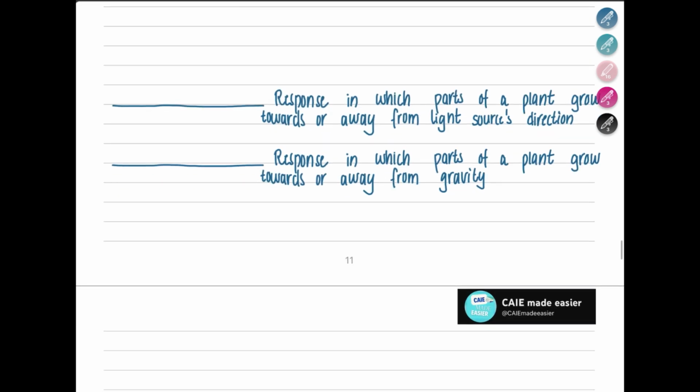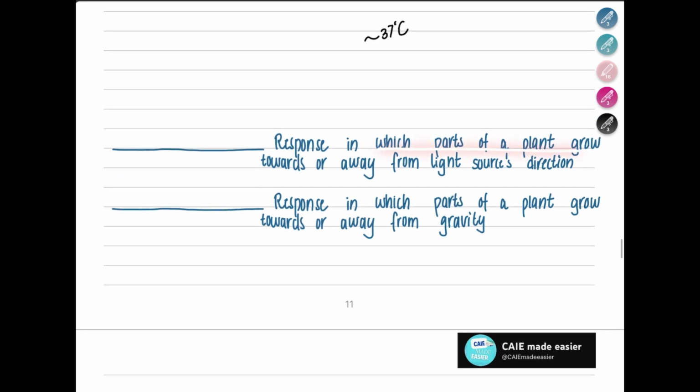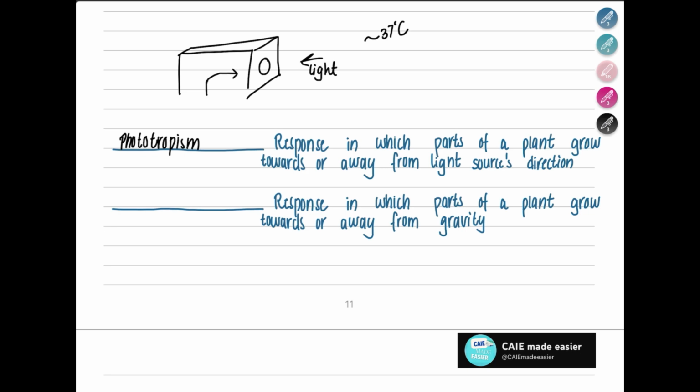Okay, next we're going to talk about a response in which parts of the plant grow toward or away from a light source direction. Since it's light, it's going to be phototropism, because photo itself means light. So if we keep a plant in a box and we have a hole somewhere, so light can enter, this plant is going to grow in the direction of light.